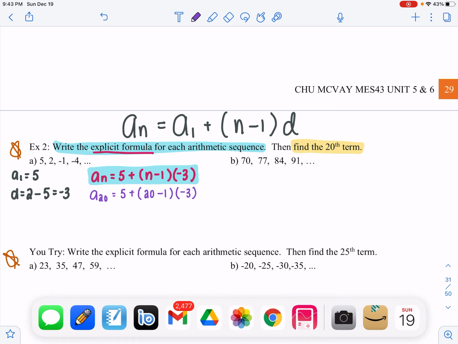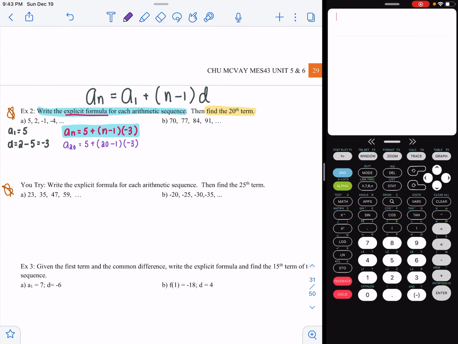Let's pull out our calculator. I do not need to put the A20 onto the calculator because, again, that's just us reading it. That just means the 20th term is, let's plug this in, 5 plus parentheses, 20 minus 1, close parentheses, times negative 3. And we get that's equal to negative 52. Okay, and that was our 20th term.